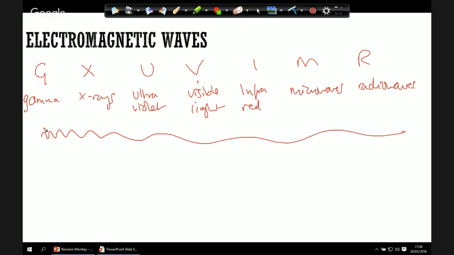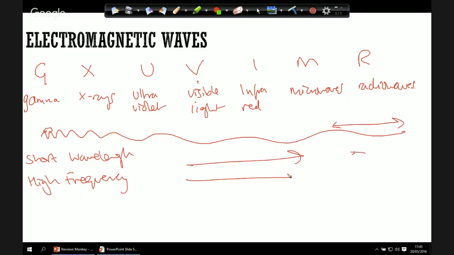It will remind you then that gamma are the rays that are short wavelength. It will remind you that they're high frequency, compared to the ones down here, the radio waves, which are long wavelength and low frequency. So just drawing that little diagram will help you remember it.